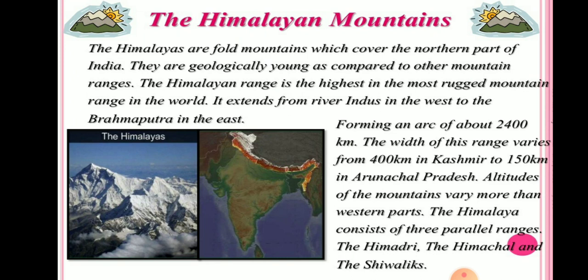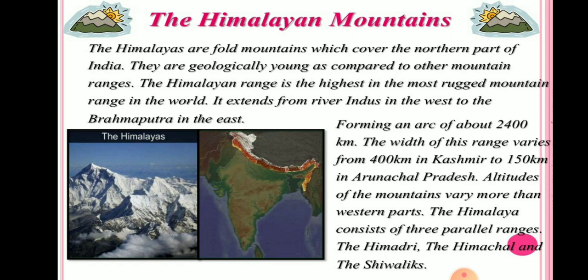The Himalayas are fold mountains which cover the northern part of India. We know how the Himalaya was formed, so let me remind you again. The Himalaya was formed due to the collision of two plates, the Indian plate and the Eurasian plate. When these two plates converged toward each other, the floor of the sea which separated them, known as the Tethys Sea, folded due to the converging of the two plates. That was how the Himalayan mountains were formed.